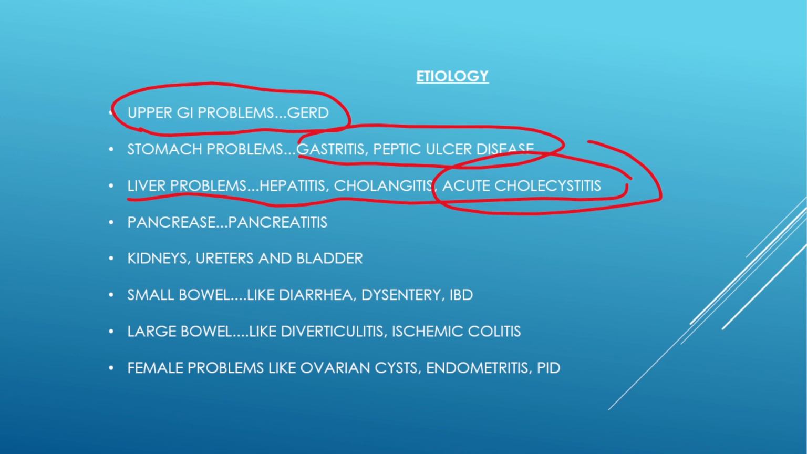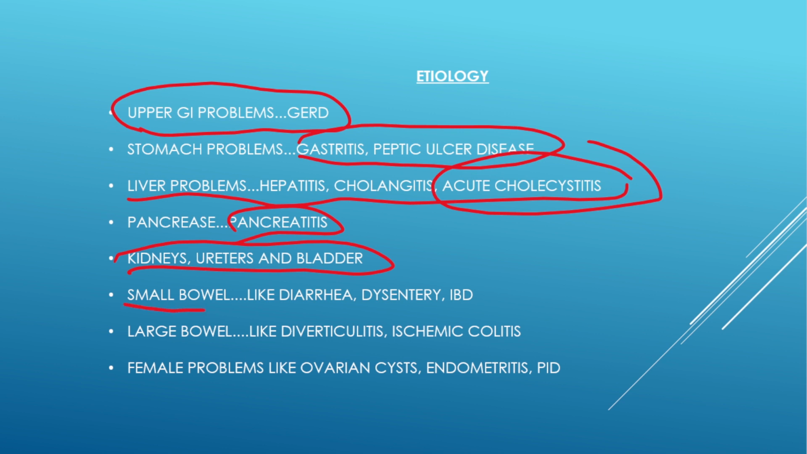ask about central abdominal pain radiating to the back in case of pancreatitis. About the kidneys, ureter, and bladder, especially ask about flank pain, radiation to the groin, or suprapubic pain associated with increased frequency of urination and dysuria, any pus discharge from the urethra, or any blood in the urine. So these will be the questions regarding that.